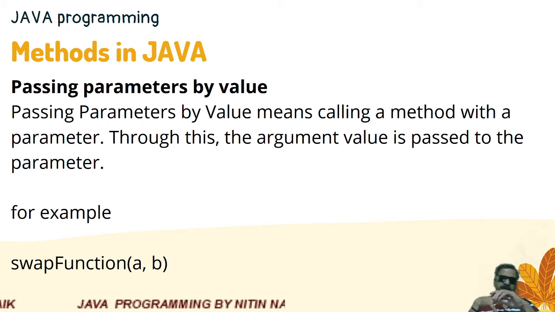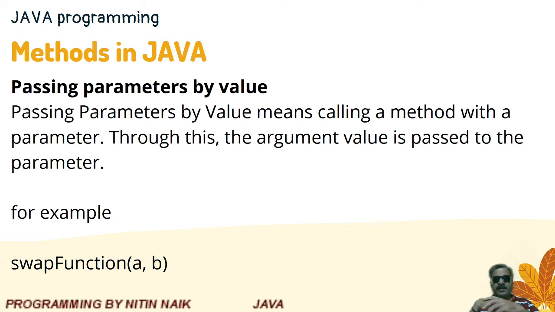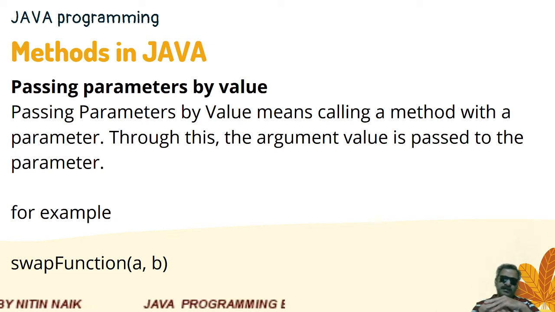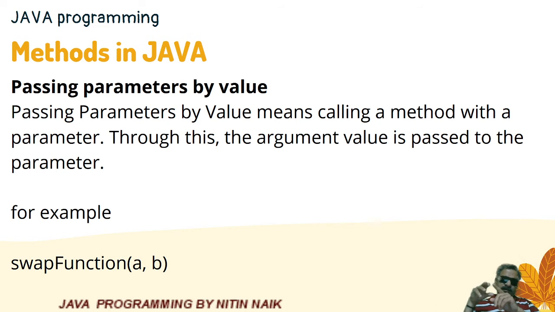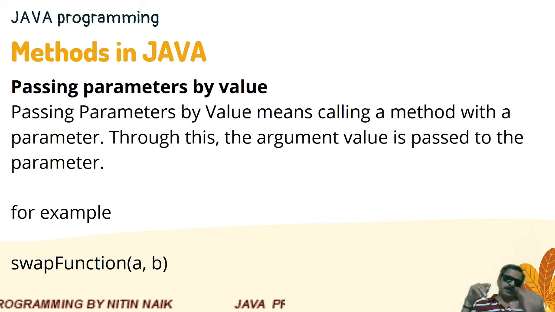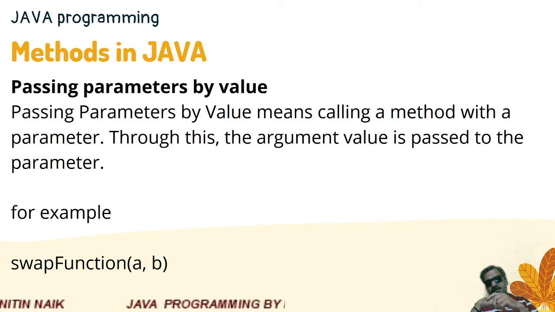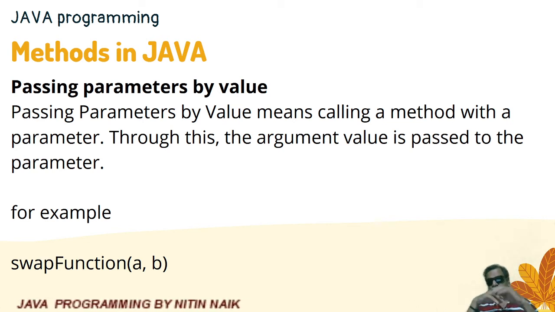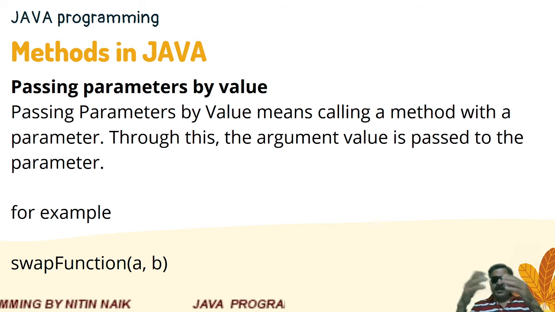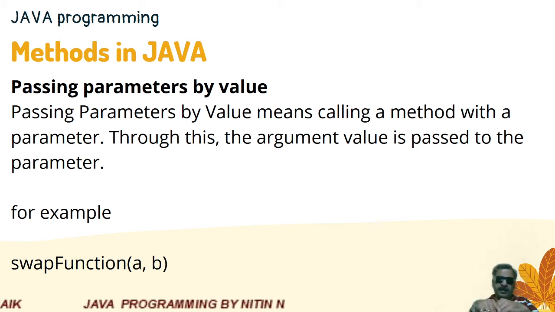For example, swap function (a, b). Now just assume that the data types of a and b are integers. So whatever may be the value of a and whatever may be the value of b, these two things are passed to the swap function. Suppose the values are m and n in the main function. So when this swap function is called with swap(m, n), then these two values are assigned to a and b, where this function is declared or defined. In this case, passed parameters are called actual parameters and received parameters are called formal parameters. So this is regarding methods in Java.